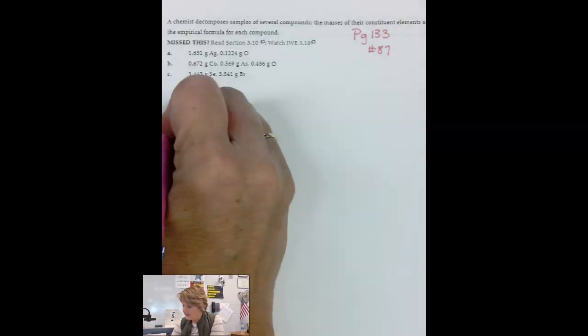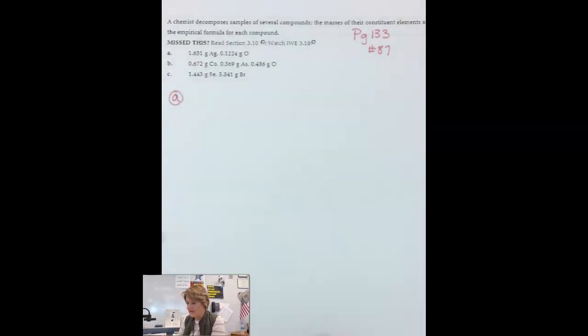So the first thing that we're going to need to do, your first step, when you're doing the empirical formula, is always take each of your grams and go to moles, because we're going to be doing what's called a mole ratio, is what we're going to be looking at in order to find the subscripts. Okay.